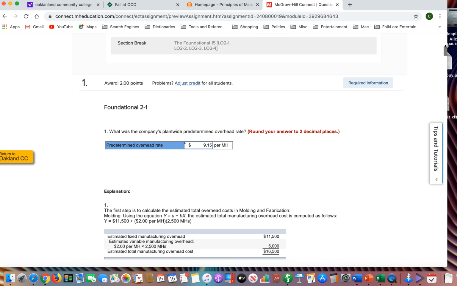Okay? We had to add an extra step. We had to figure out the total from both departments, molding and fabrication for job P, using the appropriate predetermined overhead rates. One was 6.60, the other one was 13.40. So this 15,180 is what? 2,300 machine hours times 6.60. The 16,080 is the 1,200 machine hours in fabrication times 13.40.